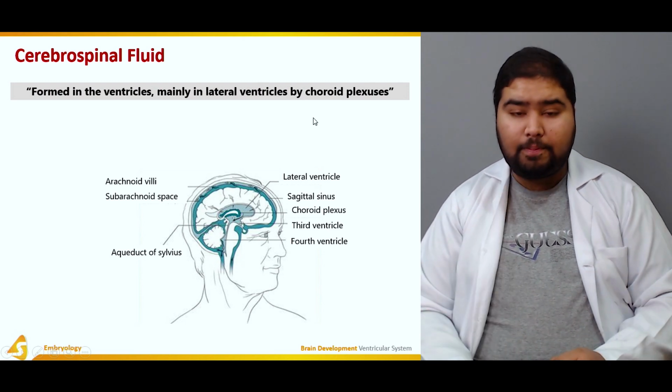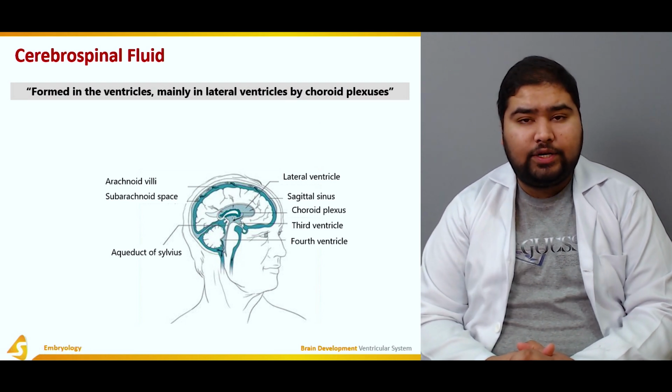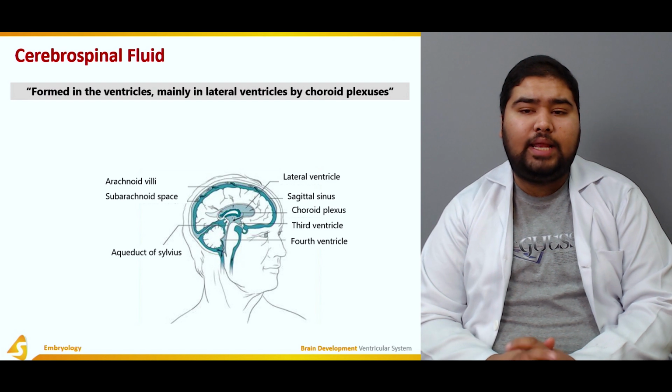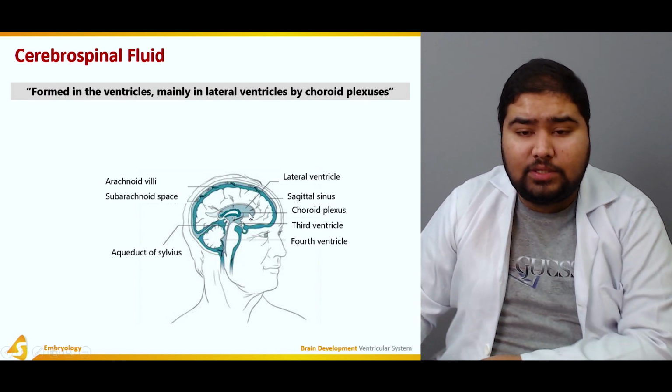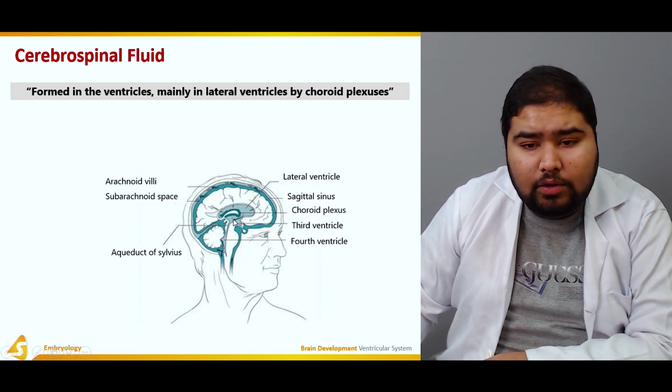So this cerebrospinal fluid is formed in the ventricles, mainly in the lateral ventricles, by the choroid plexus. So here, in the lateral ventricles, this is the choroid plexus in dark blue. Here you can see this in dark blue is the choroid plexus.